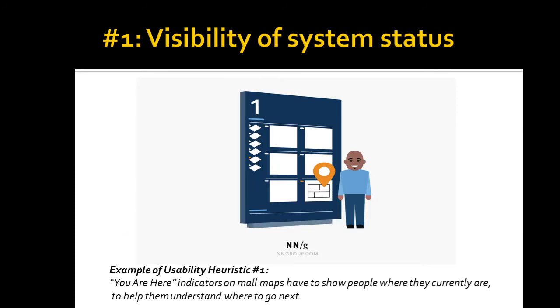Now here's a real-world example of using this heuristic. So let's say, for example, in billboards or in malls. So say you are here. Indicators on mall maps have to show people where they currently are to help them understand where to go next. So that's an example of visibility of system status.